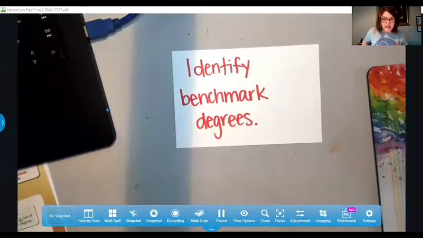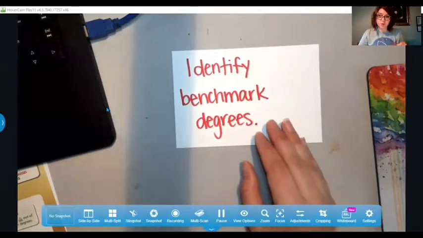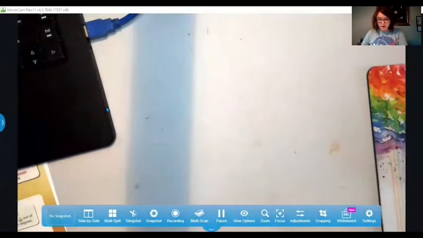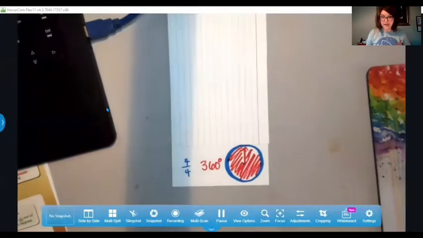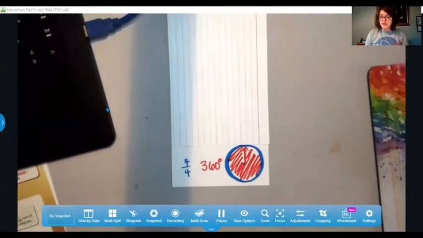A degree is the unit that our angles are measured in. So just like kilograms or Fahrenheit or time like minutes, we've got degrees for our angles. We want to start with a full circle. Our first full circle is measured at 360 degrees. It's the full thing. Another way of saying that would be 4/4, so one whole.